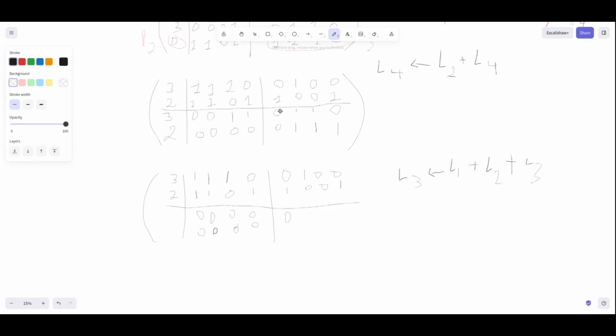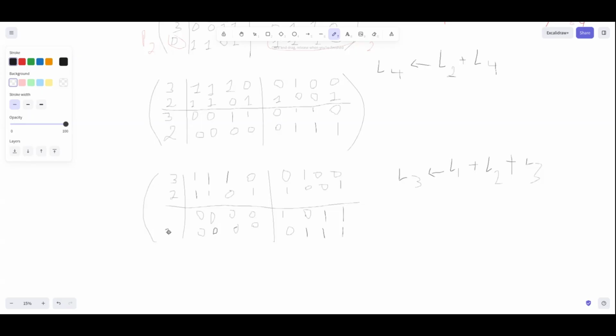So we add 3 of them. So 0, 1, 1, 1, 0 gives 1. 1, 0, 1 gives 0. 0, 0, 1 gives 1. 0 and 0 gives 1. And the same here. Okay.